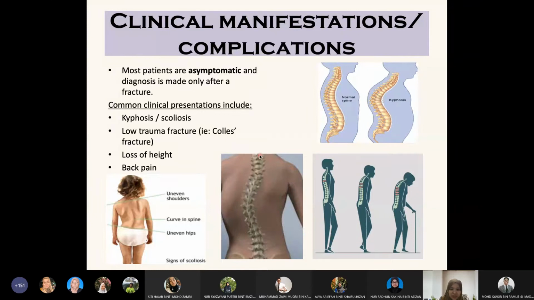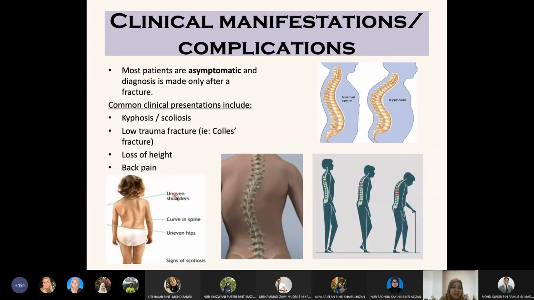Okay. Another, your spine from the back should be straight. So scoliosis is when it is deviated a bit to the side of the body. Okay, so this is scoliosis. So some patients can have both. They can have kyphoscoliosis, kyphosis and scoliosis. So this is not good.